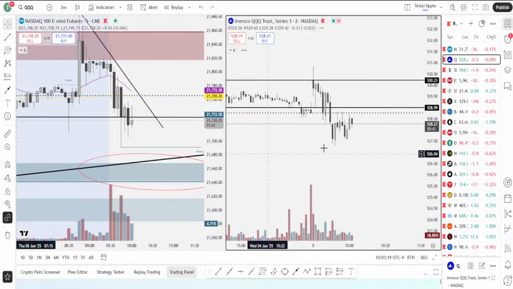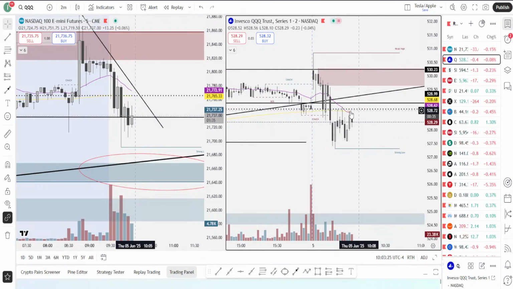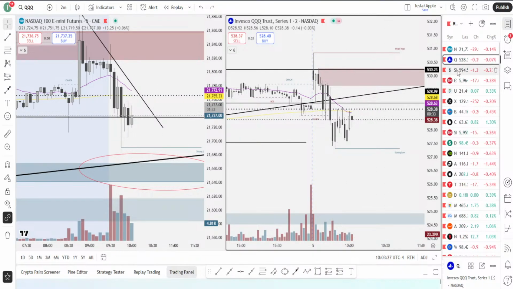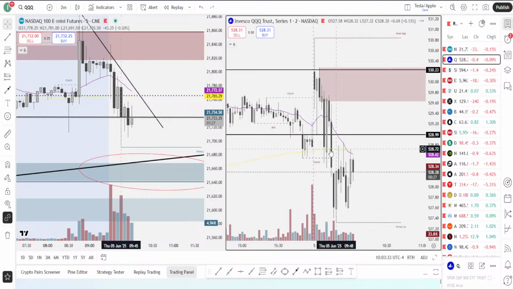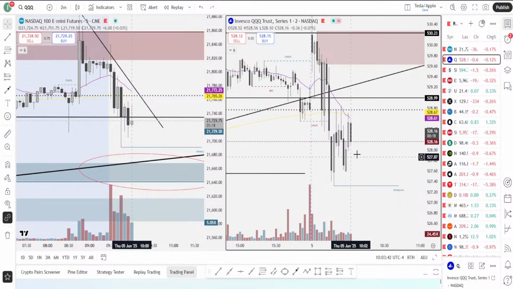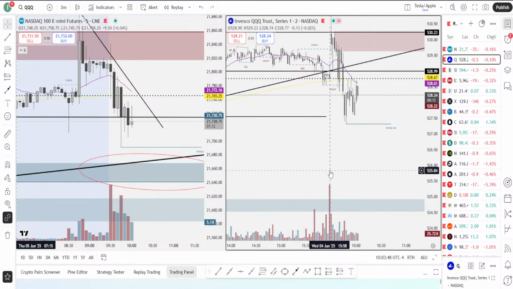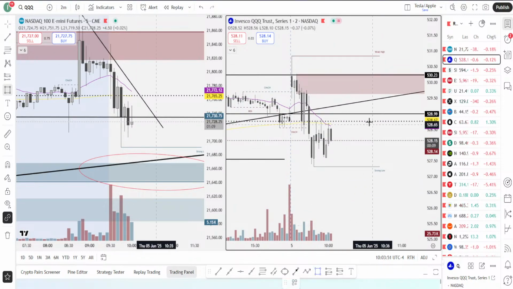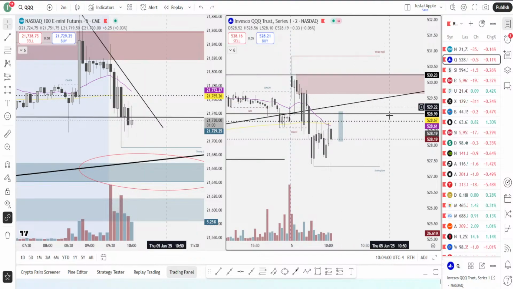Price is holding below the previous day close, both on the SPY and the QQQ. SPY and QQQ are both holding below previous day close, which is bearish price action. So this is very likely to continue lower. Now, if we close above previous day close, then I would say it looks like we're shifting, right? It looks like now we're shifting from a downtrend to an uptrend.